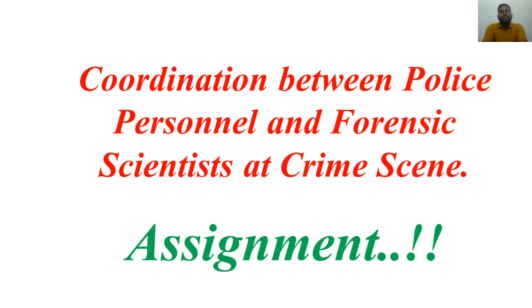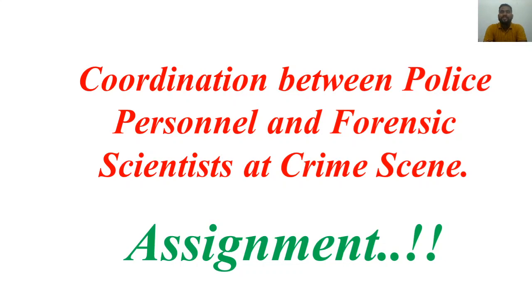Now next is coordination between police personnel and forensic scientists at the scene of crime. Basically this is an assignment for you. Just write down the assignment and send it to me on my mail ID. I'll give you a brief idea. Here, what exactly is the role of the police officer on the crime scene, and how does the scientist or forensic expert perform his duty on the crime scene? That is the coordination between police personnel and forensic scientists at the crime scene.